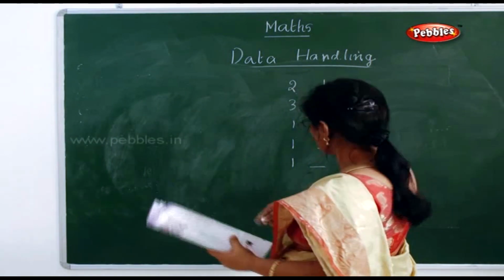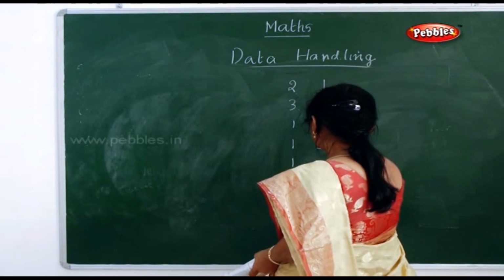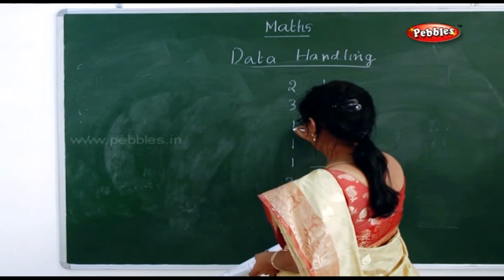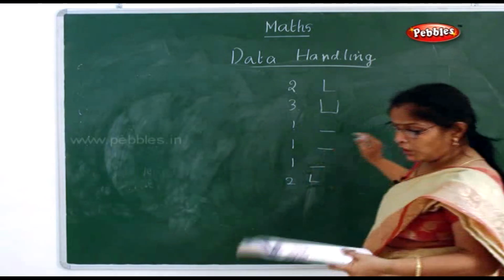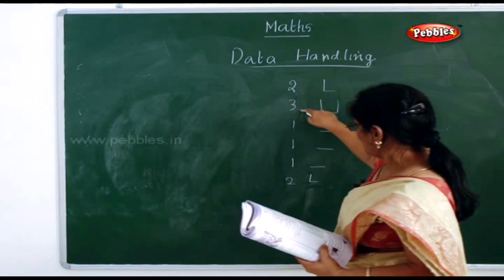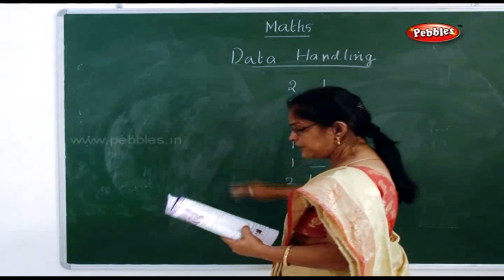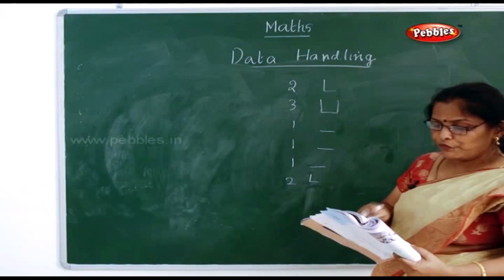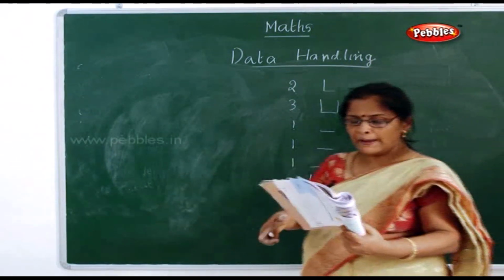Now I think there is one more channel you can include. You can use any other channel, Sun TV or whatever it is. 2, 3, 4, 5, 8, 10. Like this you can do. Now for the first question, you take 10 of your friends. The favorite TV channels are given there. With that, just find out the number of students and put the tally mark.